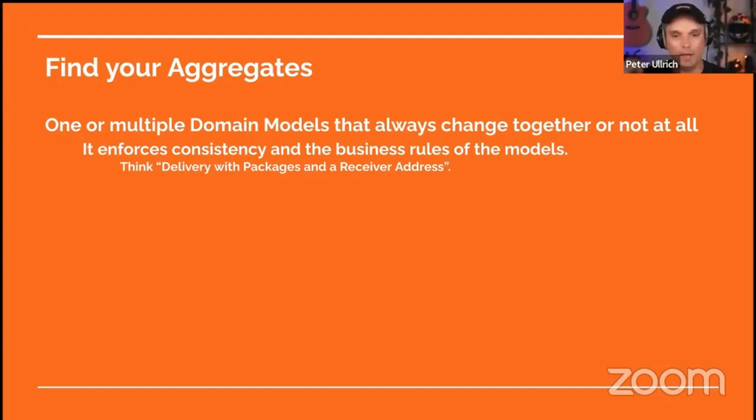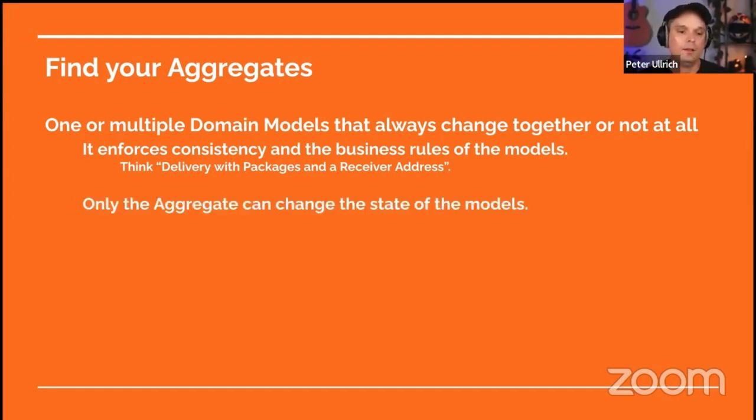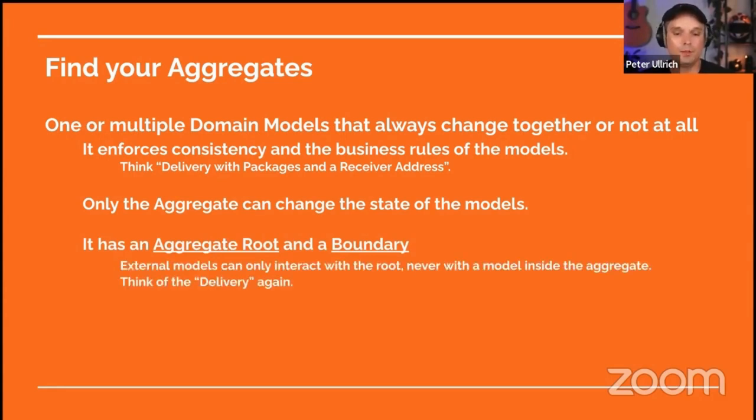And you would have an aggregate boundary around that. And only the aggregate can change these models. So you go through, for example, the delivery aggregate, and through that you change the packages and the receiver address. And also you fetch only through the aggregate. It has an aggregate root and a boundary. The aggregate root is something that the external models interact with, like the delivery aggregate. So if you want to update packages, you can only do that through the delivery aggregate. Yeah. And the boundary is what you have.